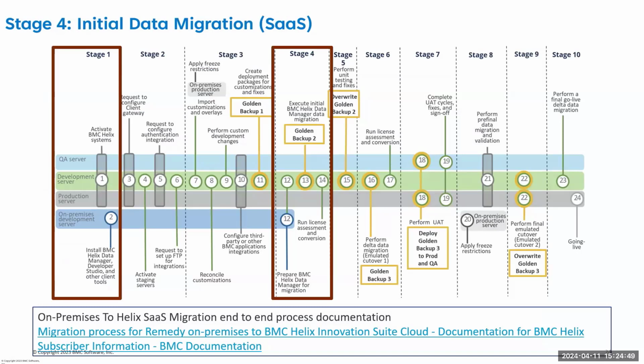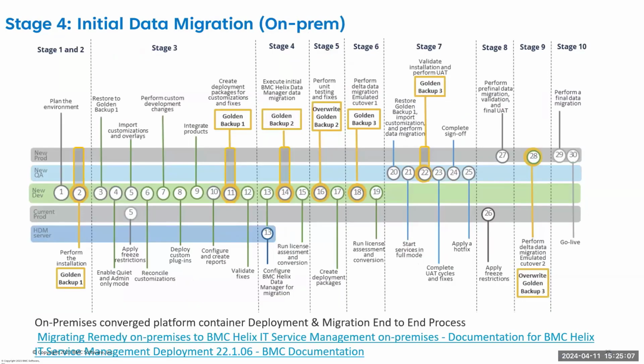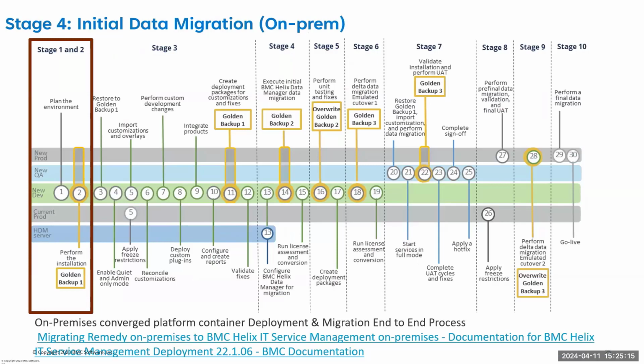After successful migration, it is crucial to run the conversion utility in conversion mode. Furthermore, you will need to rerun this utility multiple times after each subsequent Delta data migration until you go live. You need to follow the same steps for SaaS or on-prem. Same thing, same steps. So for on-prem also, it's the same.